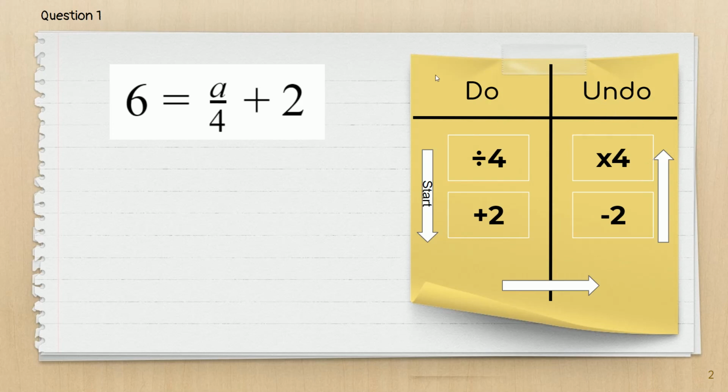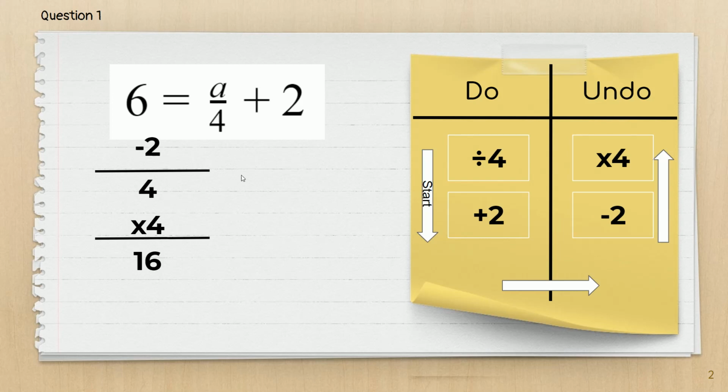Now, since the do side went with the side with a variable, the undo side is going to go on the opposite side of the equal sign from that variable, which is 6. So the first thing that we need to do to that 6 is subtract 2. So 6 minus 2 gives us the answer 4. And after we subtract 2, we need to multiply by 4. And 4 times 4 gives us the answer of 16.